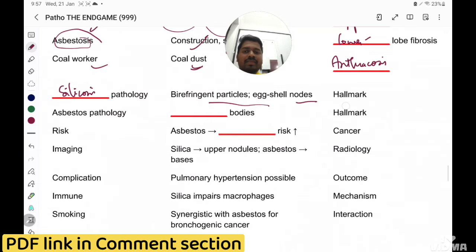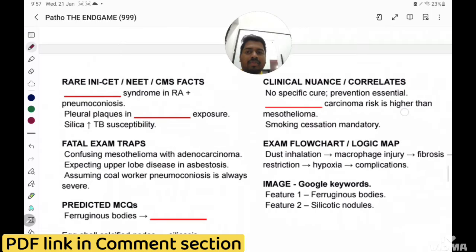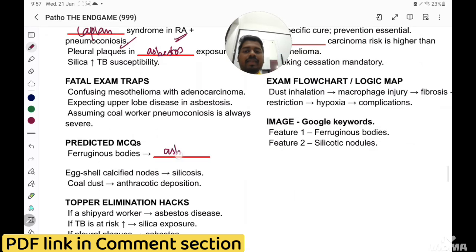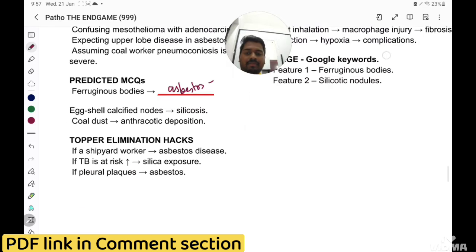Okay, asbestosis pathology is which bodies? Ferruginous bodies. Asbestosis causes increased risk of which cancer? Mesothelioma. Okay, asbestosis specific is mesothelioma. Okay, which syndrome is rheumatoid arthritis with pneumoconiosis? Kaplan syndrome. Pleural plaques are seen in asbestos, not silica. Okay, ferruginous bodies are again seen in asbestos only.